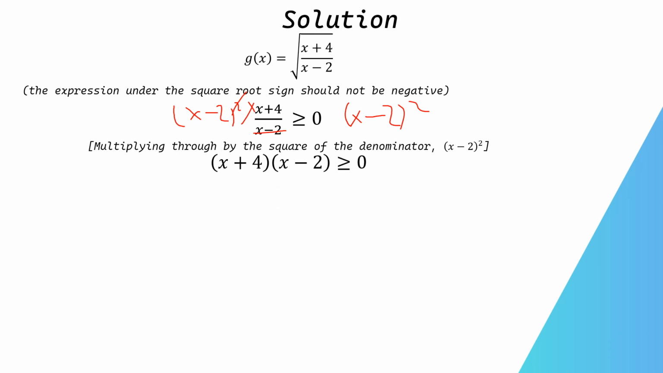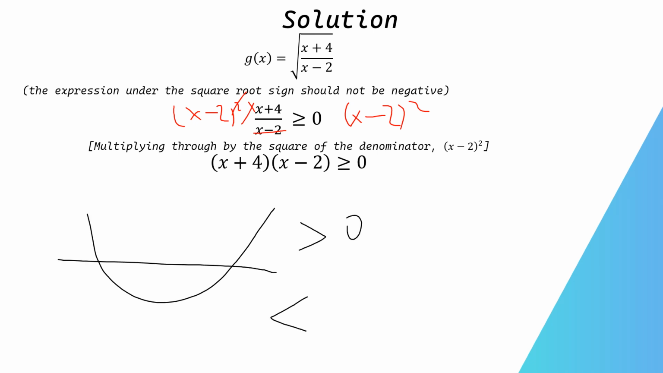Now, getting this, you can use this small sketch here. This side is greater than 0, this side is less than 0 for the values of y. So now when we equate this to 0, we get negative 4. When we equate this to 0, we get 2. So the two values we are considering are negative 4 and 2. Now, we are saying that it should be greater than or equal to 0.